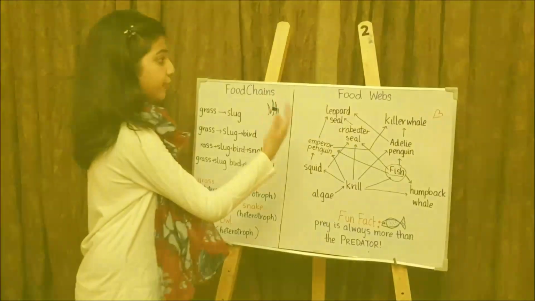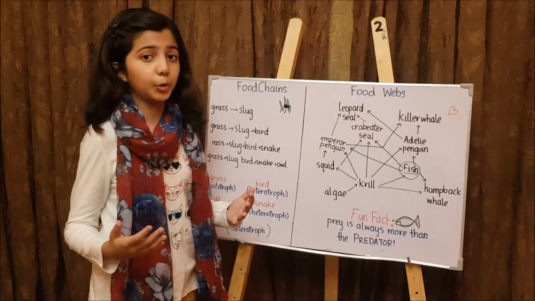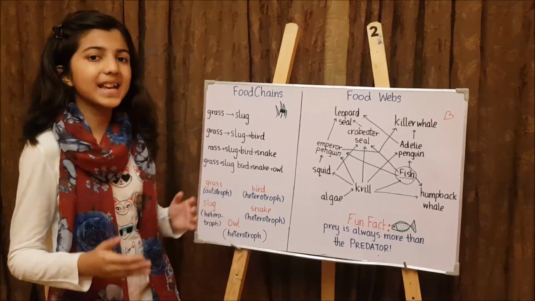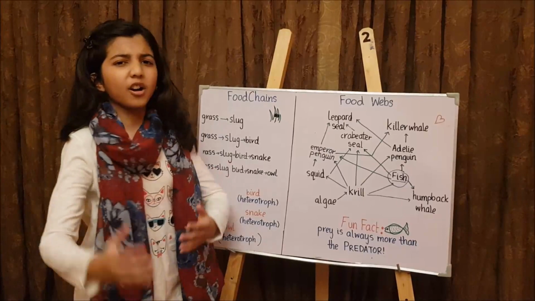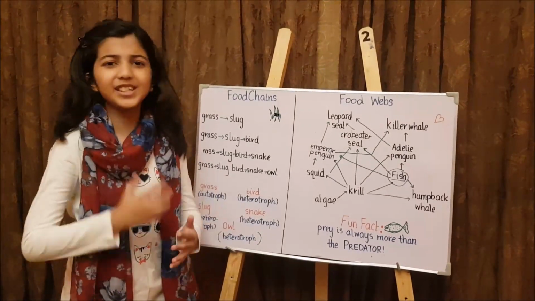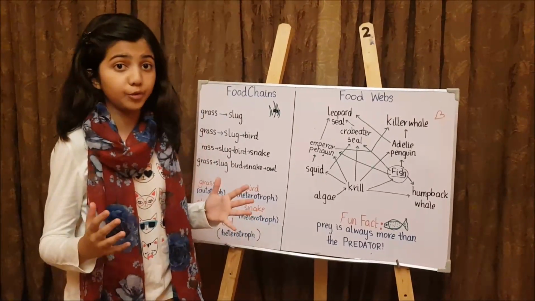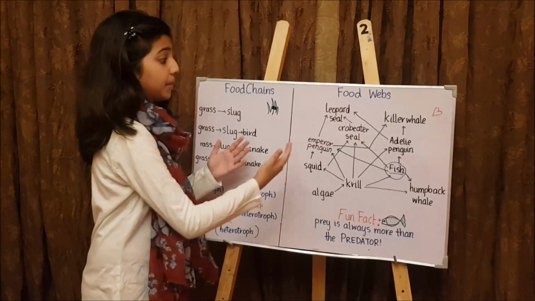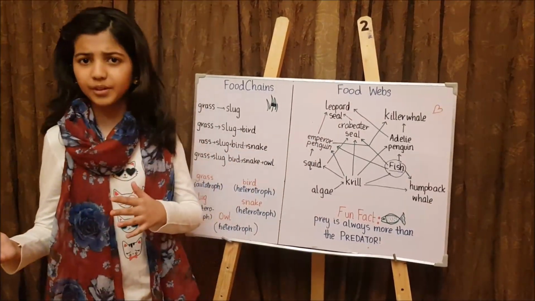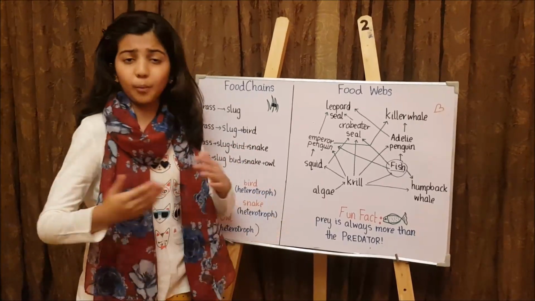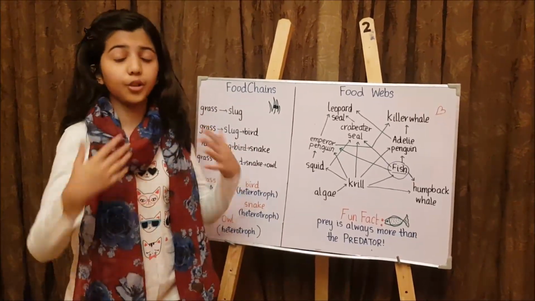Let's talk about food webs. What are food webs? Well, you might have guessed a lot about them only by reading their names. Food webs are a lot of food chains interconnecting, a tangle of food chains. And I have made a marine biome food web. A food web doesn't have only one producer, one primary consumer, one secondary consumer. It has loads of them.